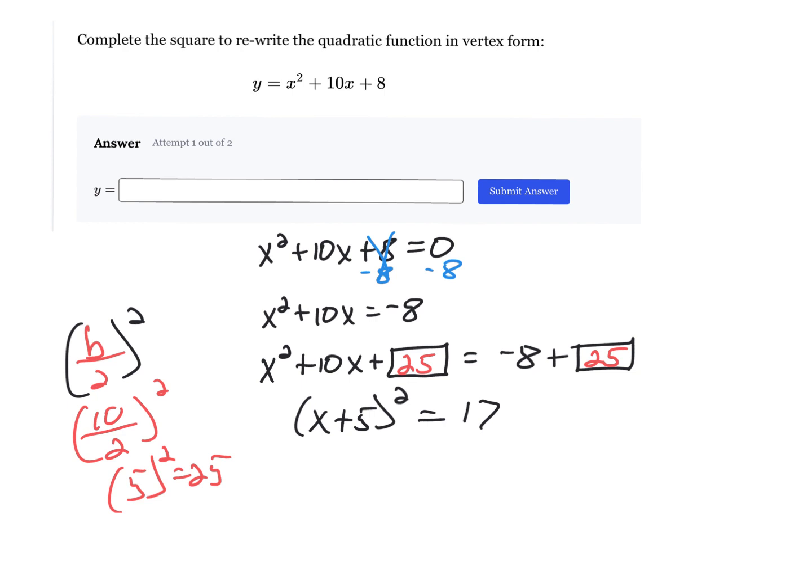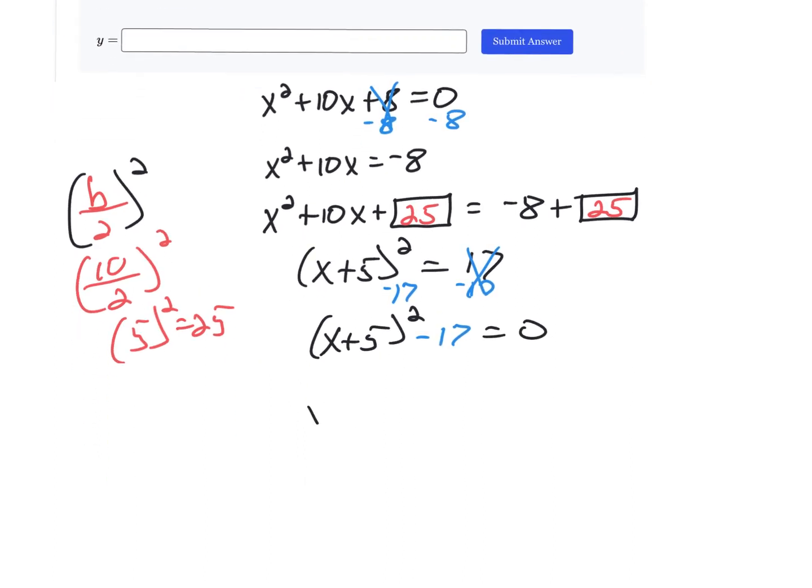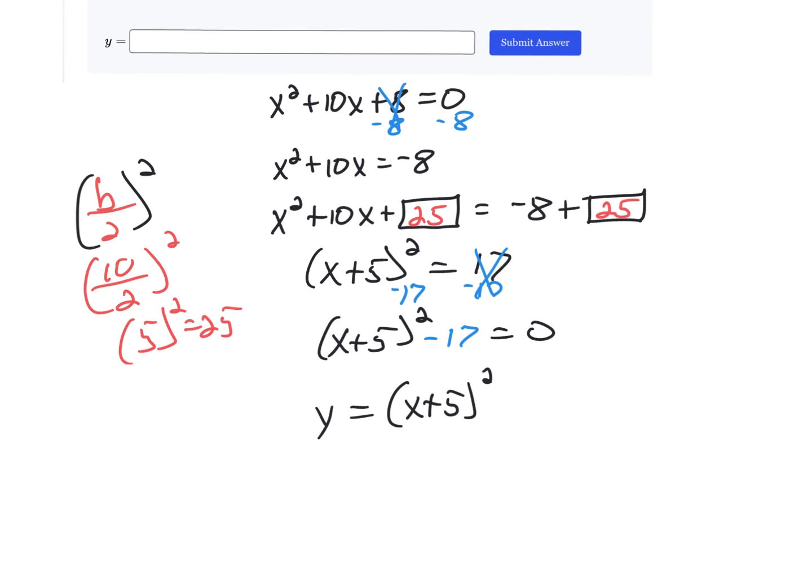All right, now what we can do is we can turn this into the vertex form. But in order to do that, we need to remove the 17, which is to subtract 17, so that we have nothing over here, but that means we would have to subtract 17 from the left side, where there's nothing really to subtract it from, but we would end up with x plus 5 squared minus 17 equals 0, and now we just write it in vertex form. That's y equals x plus 5 squared minus 17.